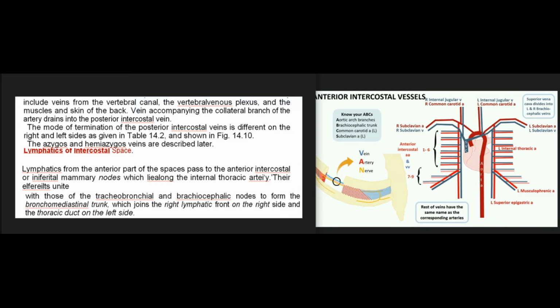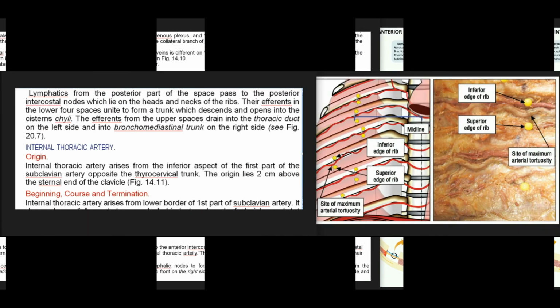The mode of termination of the posterior intercostal veins is different on the right and left sides as given in Table 14.2, and shown in Fig 14.10. The azygos and hemiazygos veins are described later. Lymphatics of intercostal space. Lymphatics from the anterior part of the spaces pass to the anterior intercostal or parasternal nodes which lie along the internal thoracic artery. Their efferents unite with those of the tracheobronchial and brachiocephalic nodes to form the bronchomediastinal trunk, which joins the right lymphatic trunk on the right side and the thoracic duct on the left side.